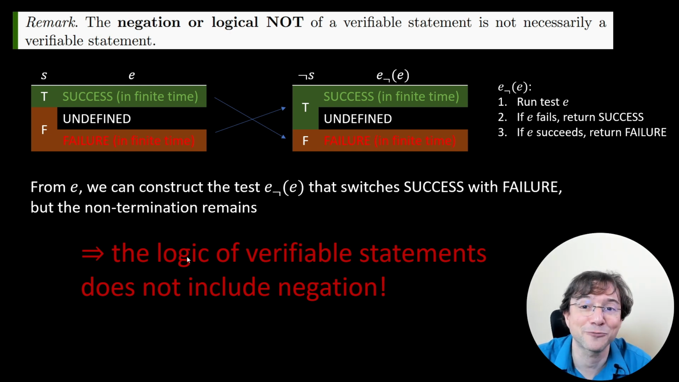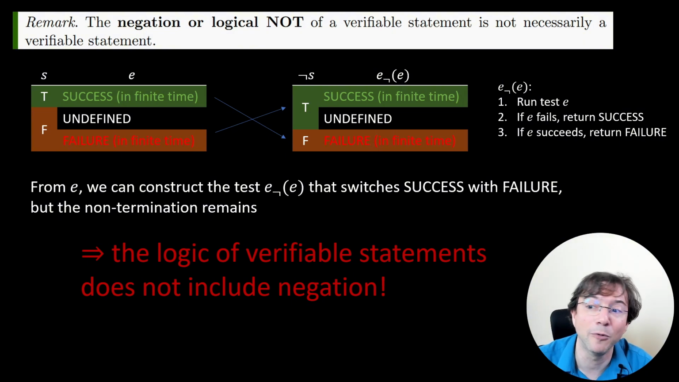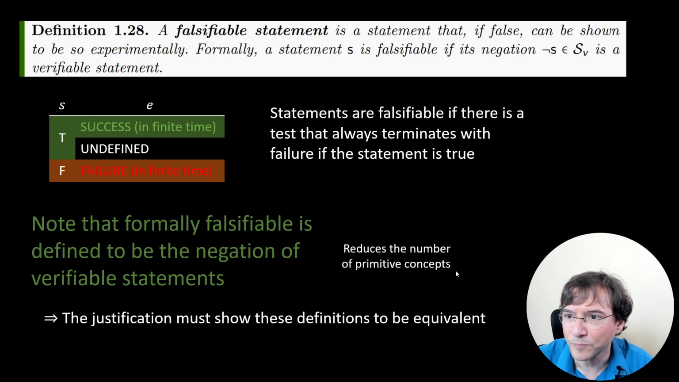And so this is one of the first results: the logic of verifiable statements does not include negation. What does it mean? That the negation of a verifiable statement is not necessarily a verifiable statement. It's still going to be a statement, it's just not going to be verifiable. So we can't do negation. Now, we can define a falsifiable statement as something where the test always ends with failure when the statement is false. So this is essentially the dual of a verifiable statement. And note that formally, falsifiable is defined to be the negation of a verifiable statement, right?